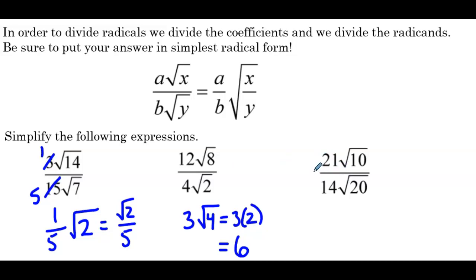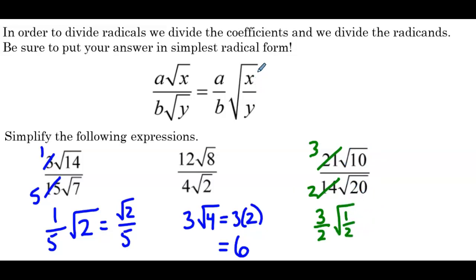In the last example, we have 21 times the square root of 10 over 14 times the square root of 20. So taking the ratio of the two coefficients, they both have a common factor of 7. So this becomes 3, this becomes 2. So we have 3 over 2. And then square root of 10 divided by the square root of 20. The ratio of the radicands is going to give us the square root of 1/2.